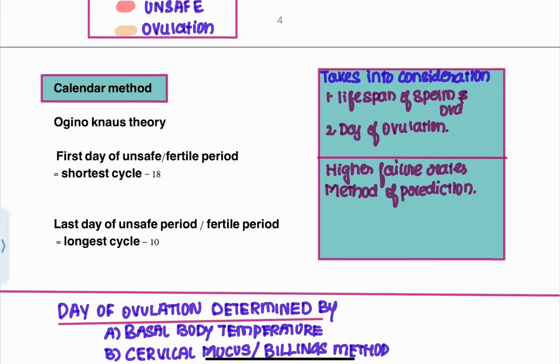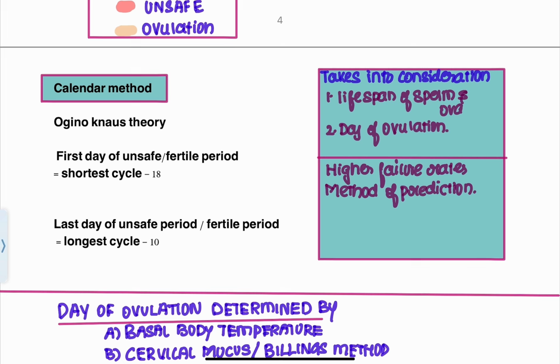So this is going to give you the first day of the unsafe period during the menstrual cycle and the last day of the unsafe period during the menstrual cycle experienced by the female. After ascertaining the unsafe period in that female, you have to advise the female to avoid having any act of coitus during this fertile period of the menstrual cycle. So this is the basic of the Ogino-Knaus theory with respect to the calendar method or the rhythm method.